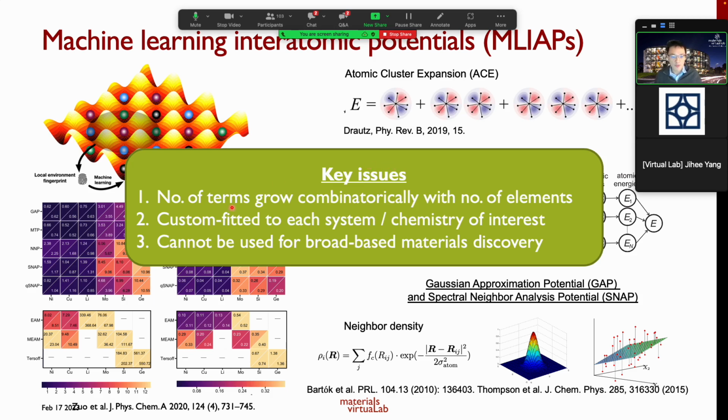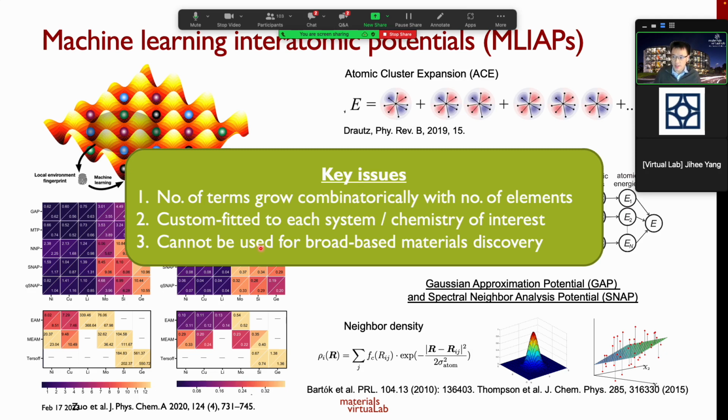Okay, the other problem is that, of course, you always have to custom fit the machine learning interatomic potential to each system and chemistry of interest, and you cannot use it for broad-based materials discovery, right? So when we talk about materials design, materials discovery, usually we are interested in almost the entire periodic table or a very significant sub-portion of the periodic table, right? So we need something that can work across most of the periodic table.